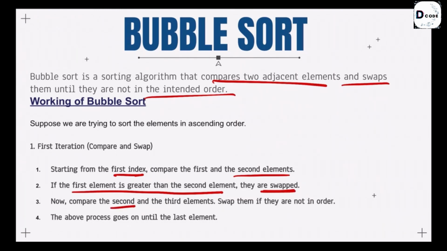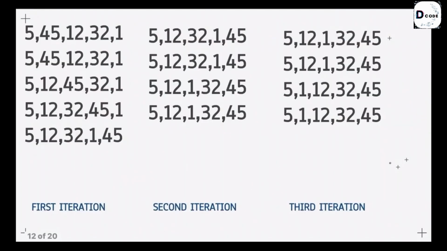Now, the second and third elements will be compared and swapped according to the comparison. This process will go on until the last element. Let's take the old example in which we have elements 5, 45, 12, 32, 1. Now, the first and second elements will be checked. So, 5 and 45 are in correct order.